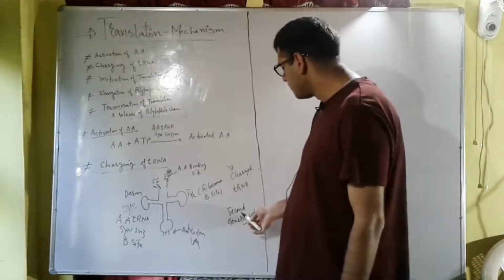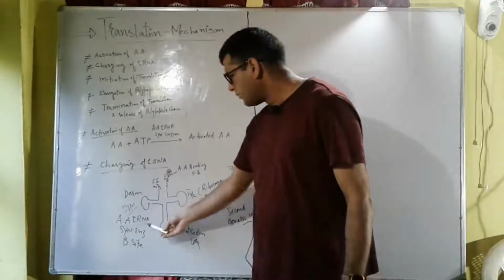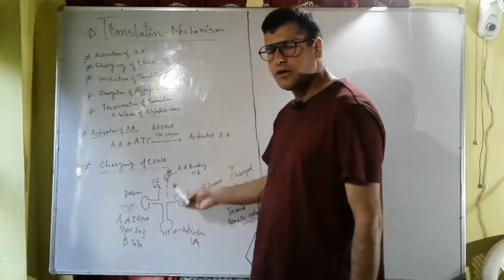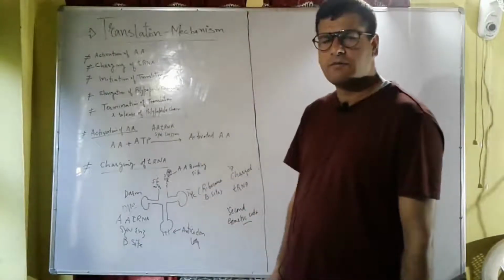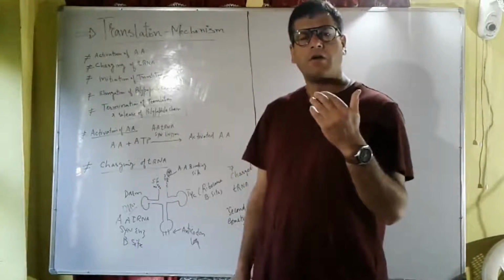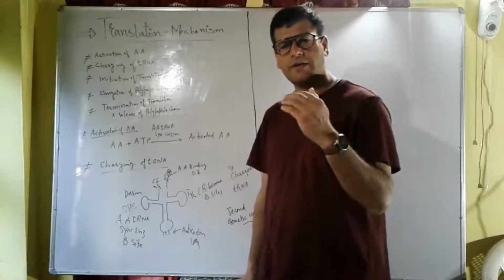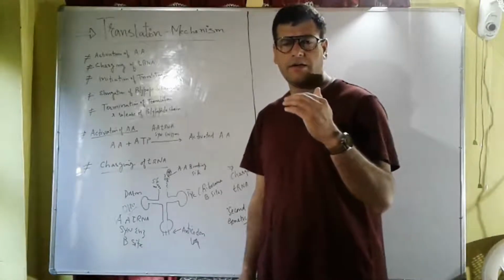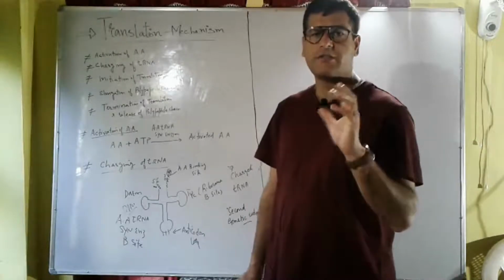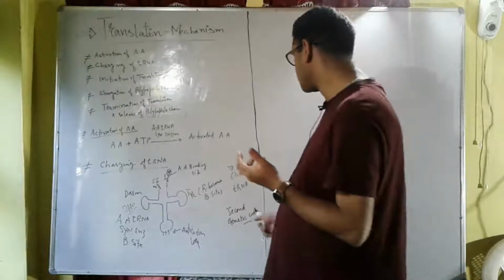What is second genetic code? The relationship of amino acid tRNA synthetase to its corresponding tRNA is called a second genetic code. This second genetic code refers to the critical role of amino acid tRNA synthetase in maintaining the accuracy during the protein synthesis. This is what is called a second genetic code.